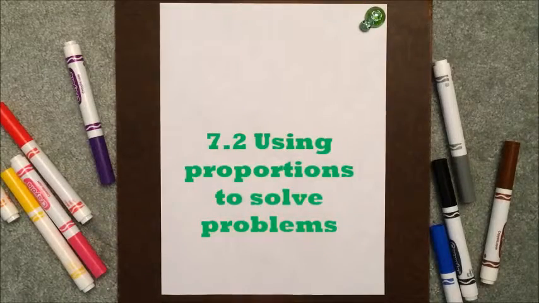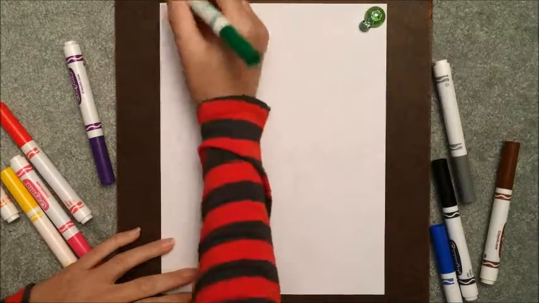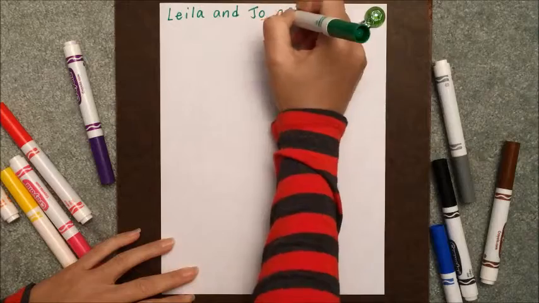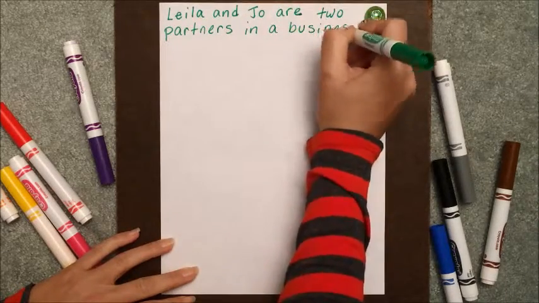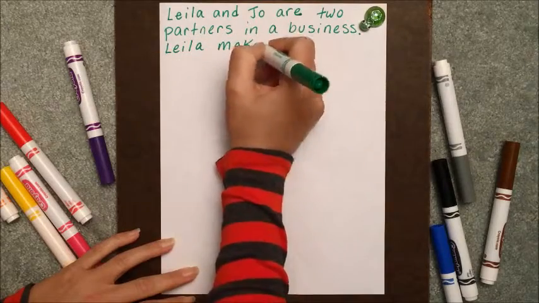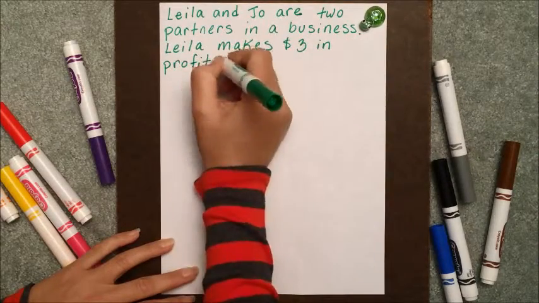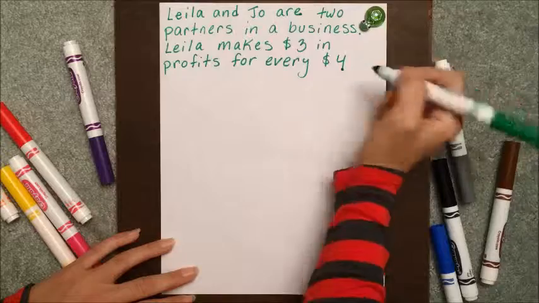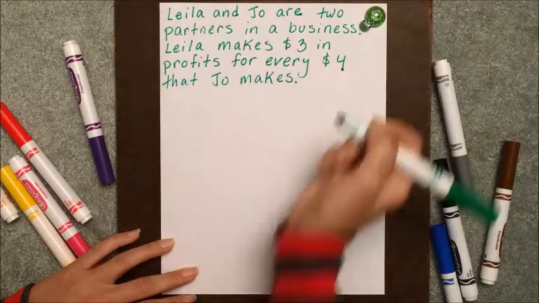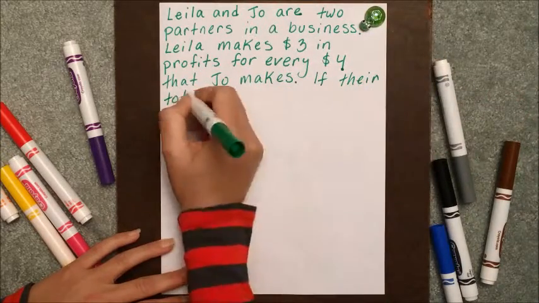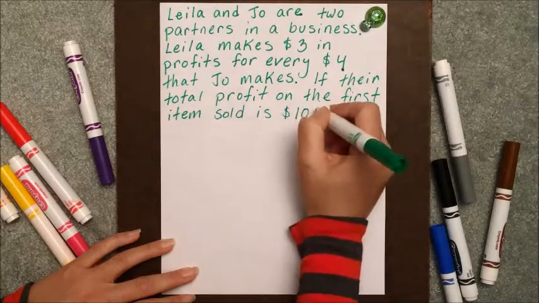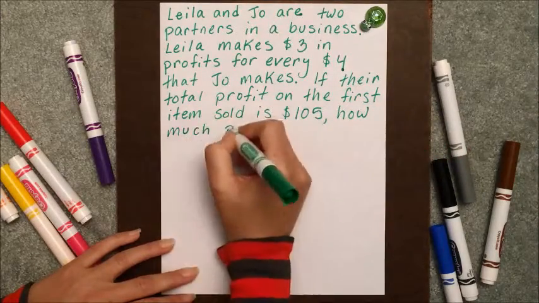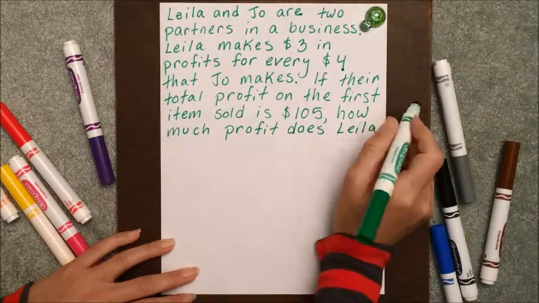Today's lesson is using proportions to solve problems. Layla and Joe are two partners in a business. Layla makes $3 in profits for every $4 that Joe makes. If their total profit on the first item sold is $105, how much profit does Layla make?